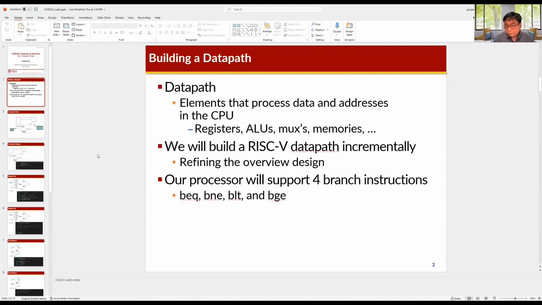I mentioned that the goal of this assignment is to build a data path, that means the data path elements. In this assignment, you are requested to design the register file, instruction memory, data memory, and ALUs. Those hardware components are required for executing basic RISC-V instructions.